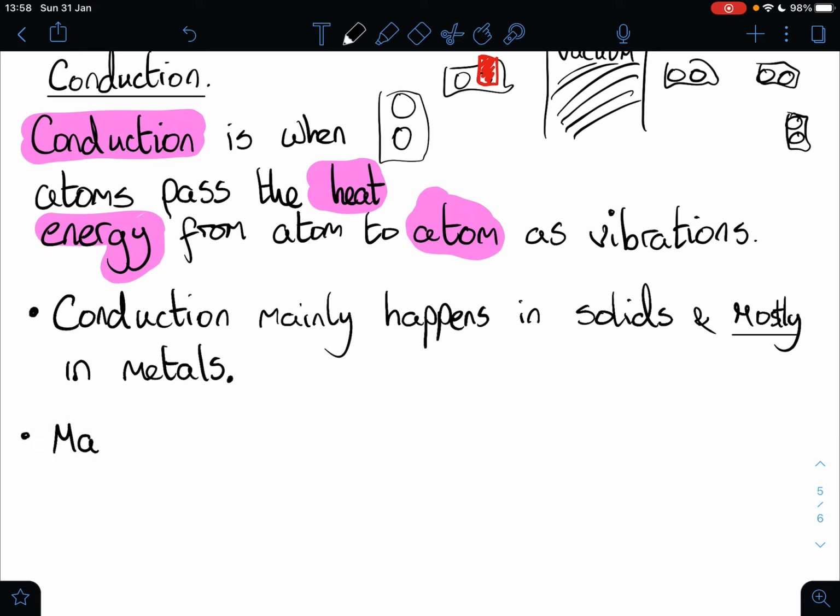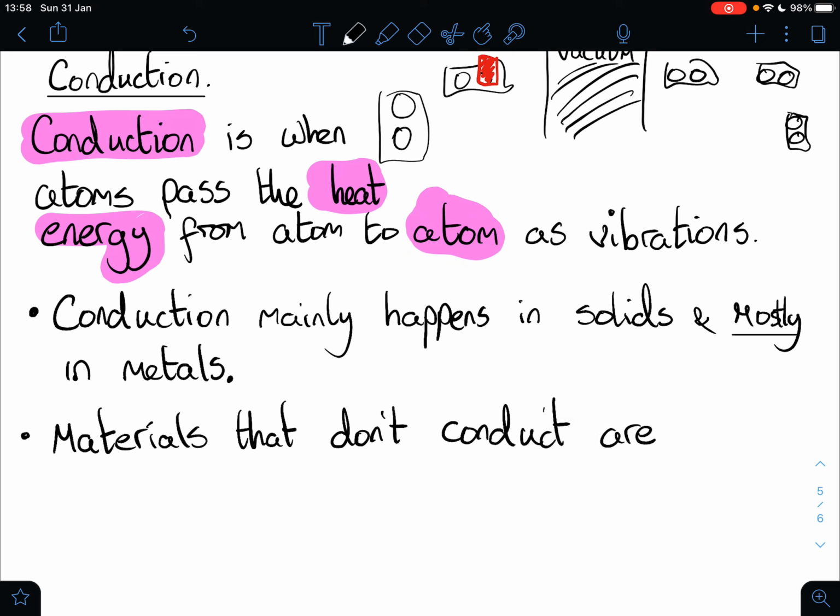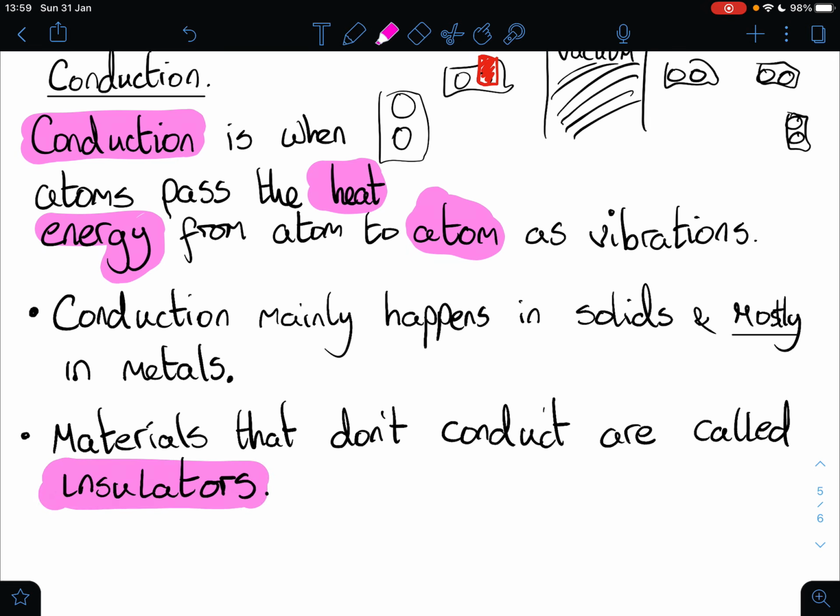Materials that don't conduct are called insulators. Okay, another key word. So let's get insulators recorded.